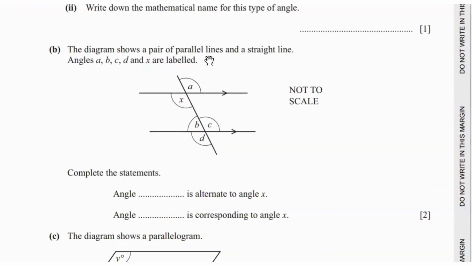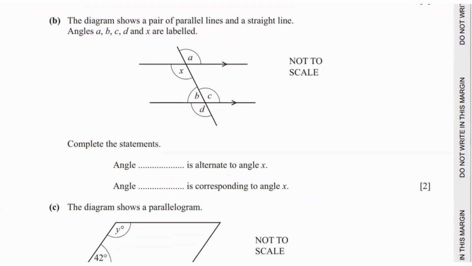The diagram shows a pair of parallel lines and a straight line. Angles A, B, C, D, and X are labeled. Complete the statements. Angle blank is alternate to angle X. So that's C. C and X are alternate angles. Angle blank is corresponding to angle X. That's going to be D. X and D are corresponding angles.